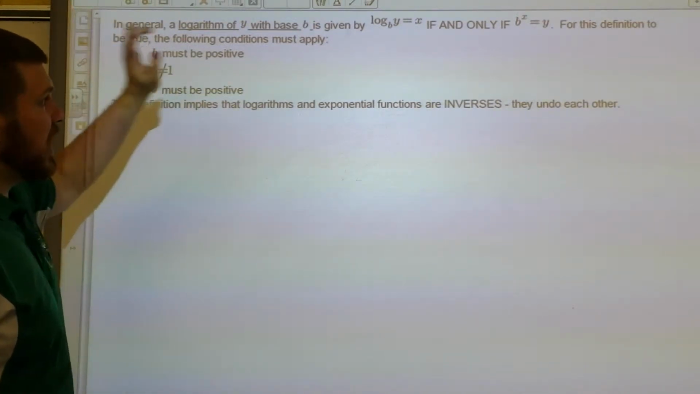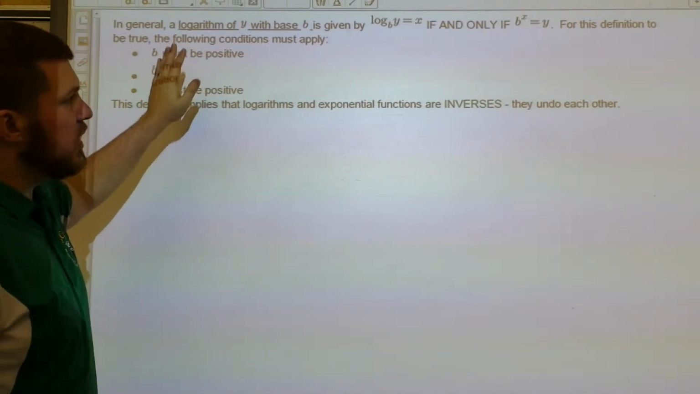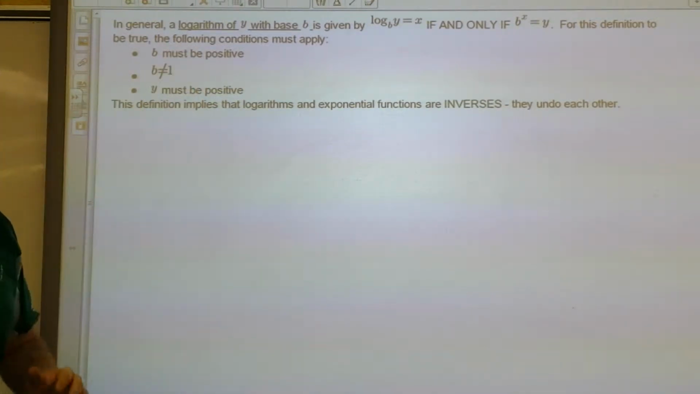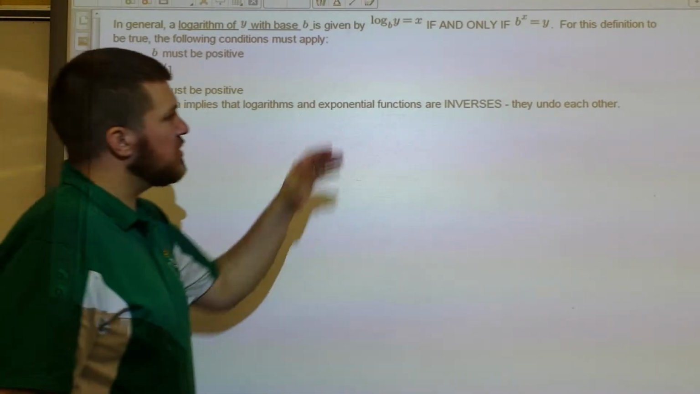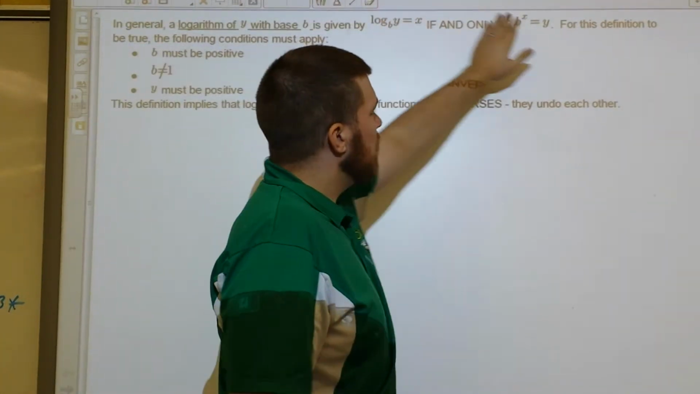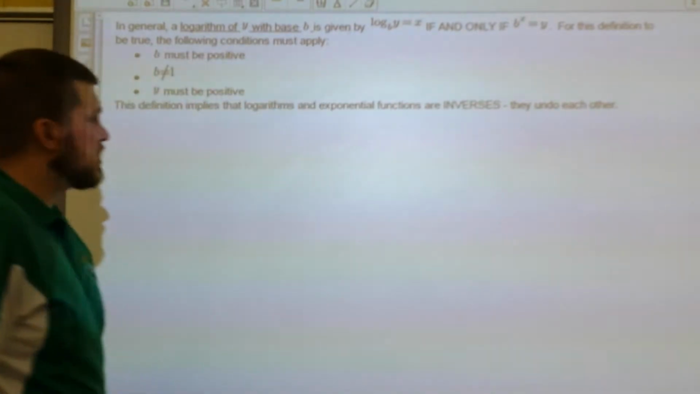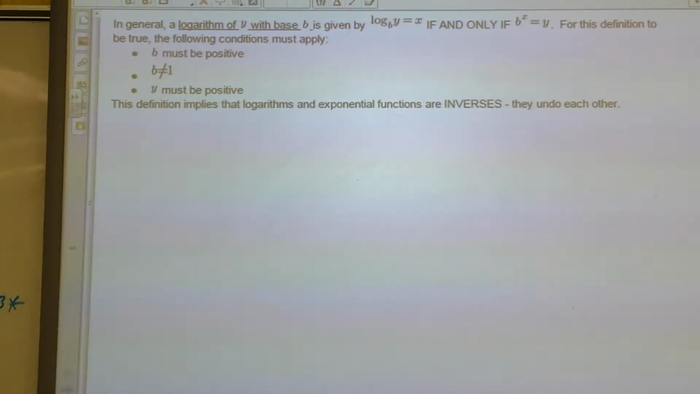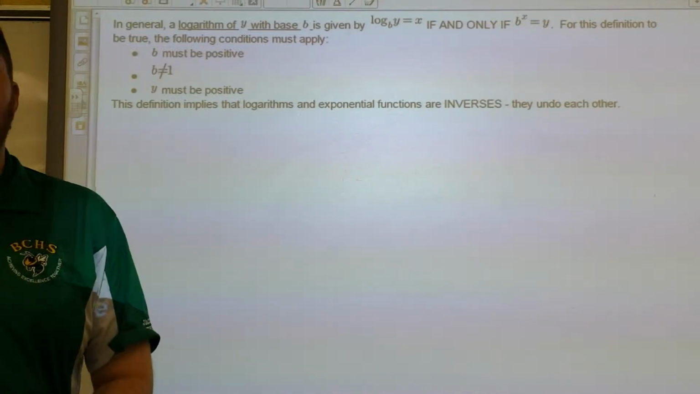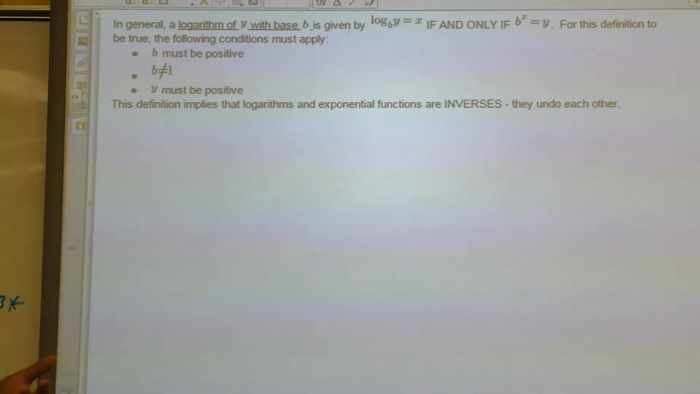So b has got to be positive. So b, your base, must be positive. b cannot be 1. And y must also be positive. And based on this definition right here and right here, that implies that the exponential and log functions are inverses. They undo each other. And we're going to use that fact later on to solve some exponential and logarithmic equations.